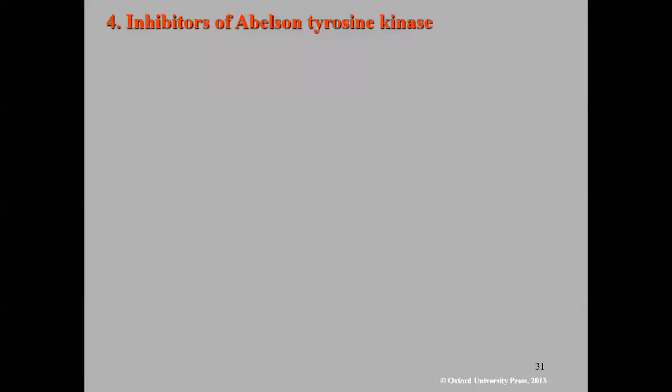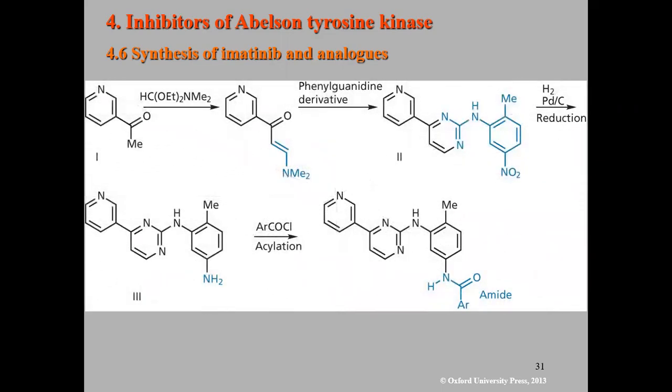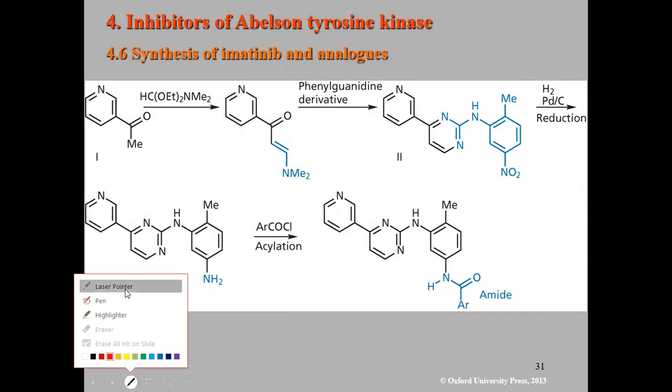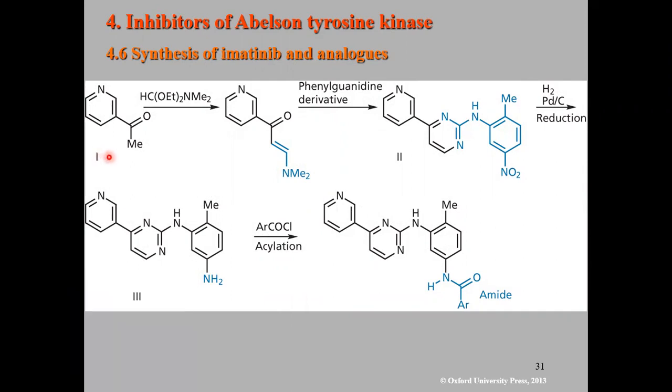Welcome back. Since we are talking about imatinib, let's talk about the synthesis of imatinib and analogs. And as we mentioned earlier, this is the chemistry part of the pharmaceutical chemistry. The starting material is this pyridine analog, or pyridine compound number 1.